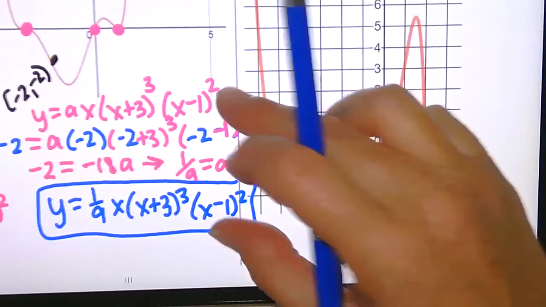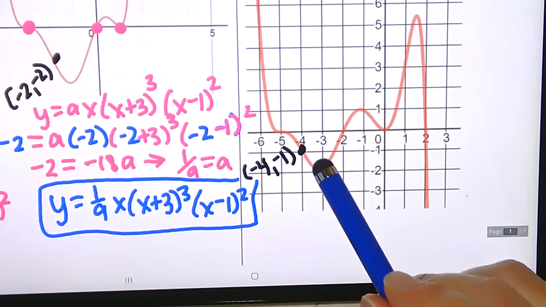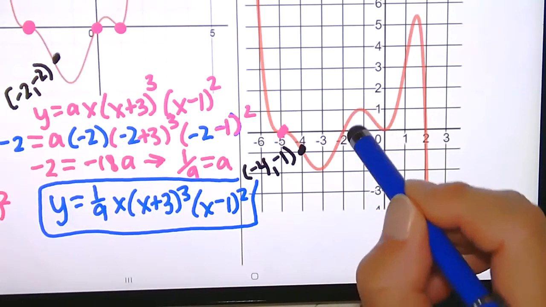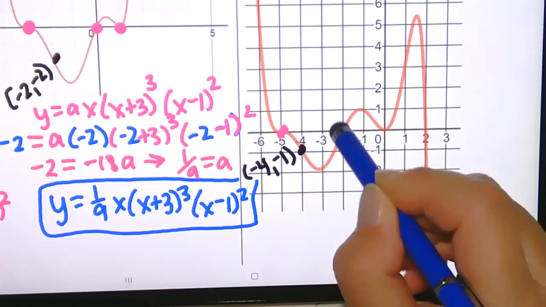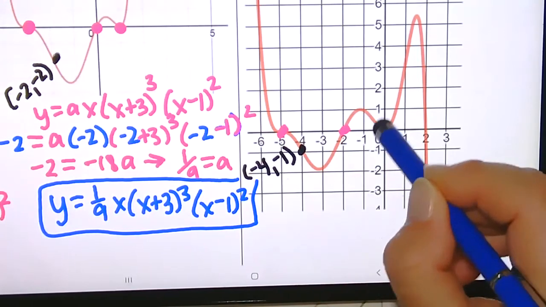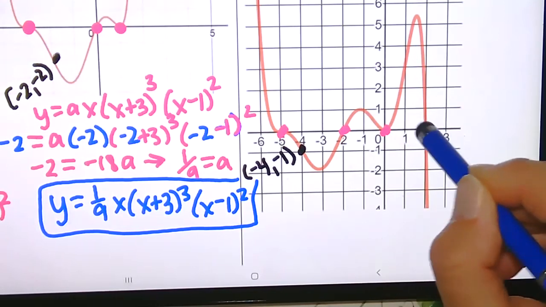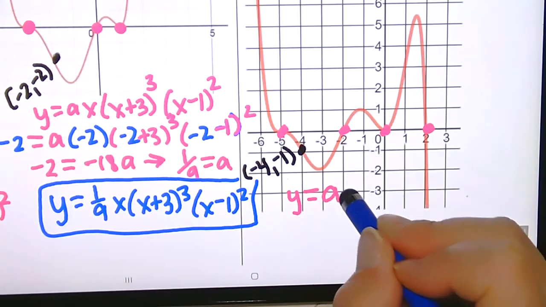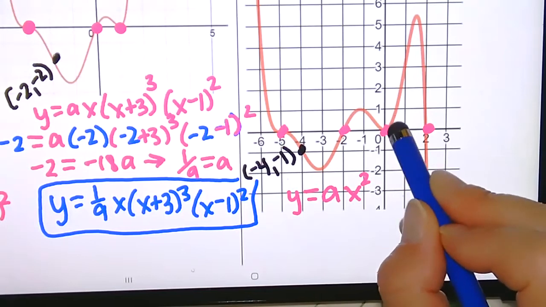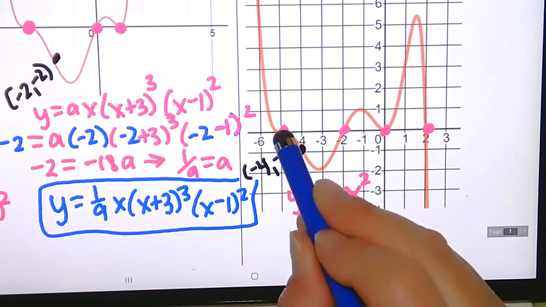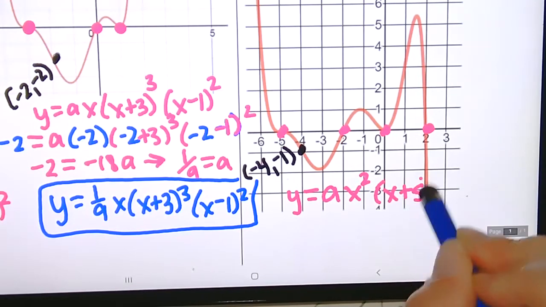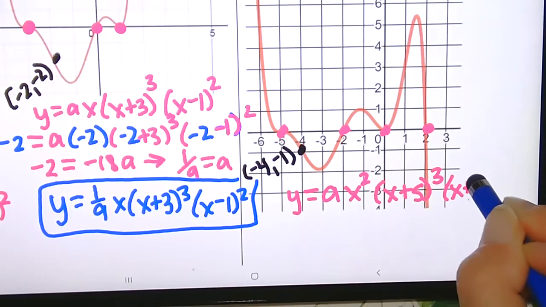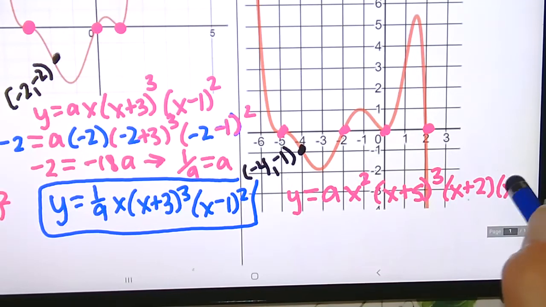And the next one, I gave us this negative 4, negative 1. So again, as we're looking at this, I have at negative 5, looks like a triple. This one here at negative 2 looks like a single. This one here at 0 looks like a double. This one here at 2 looks like a single. So I'm going to have y equal a times x squared, because this 0 is bouncing off, so it's squared. Over here, I have an x plus 5 cubed. Here, this is a single, that's going to be an x plus 2. And over here, I have an x minus 2.